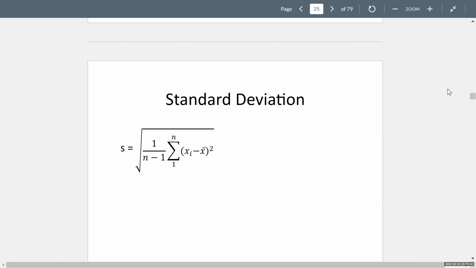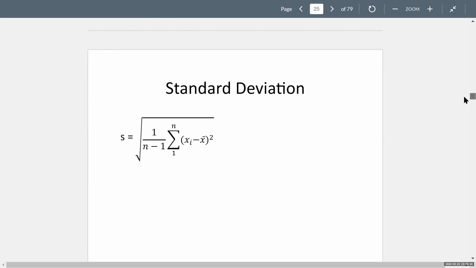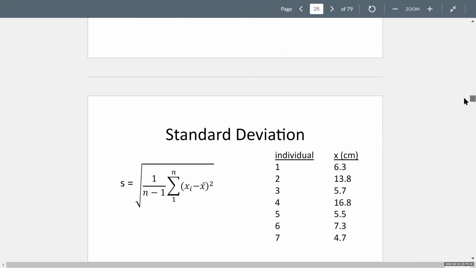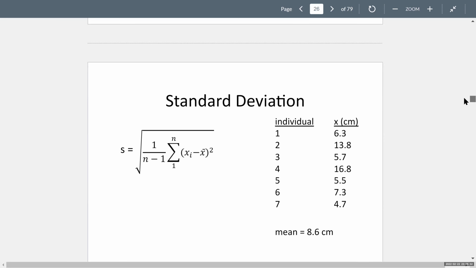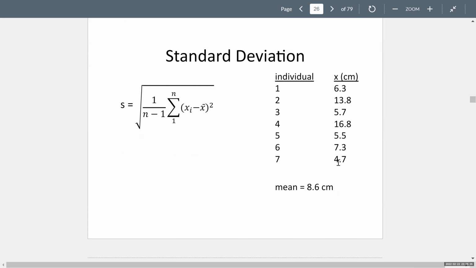All right, so this looks like a long and complicated formula, but by the end of the semester, it will not look like a long and complicated formula. And we're going to go through an example again to show how you do it step by step. So same data set. We've already calculated our mean, 8.6. And we're going to start by plugging each observation in and finding these deviations.